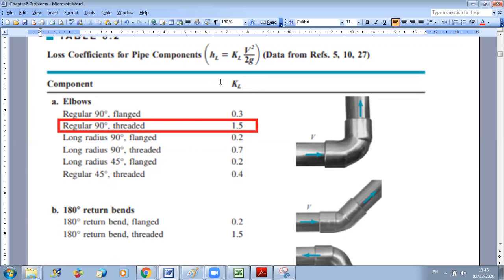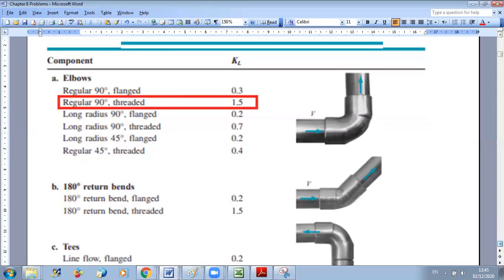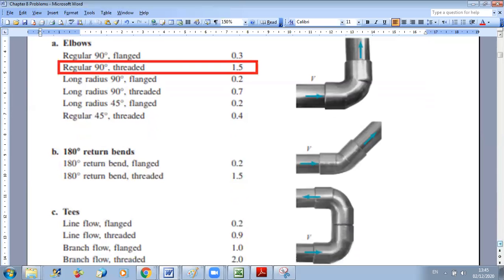So here in this problem, it's regular 90 degrees. They didn't say we have flanged elbows. So it's a regular 90 degrees elbow. So if you go to the table, you can select that KL for this type of accessory is 1.5. And as you can see here, this table will present for you the loss coefficient for variable fittings.